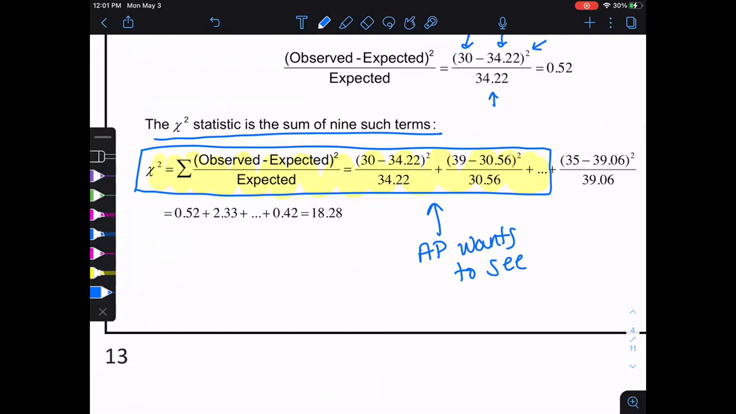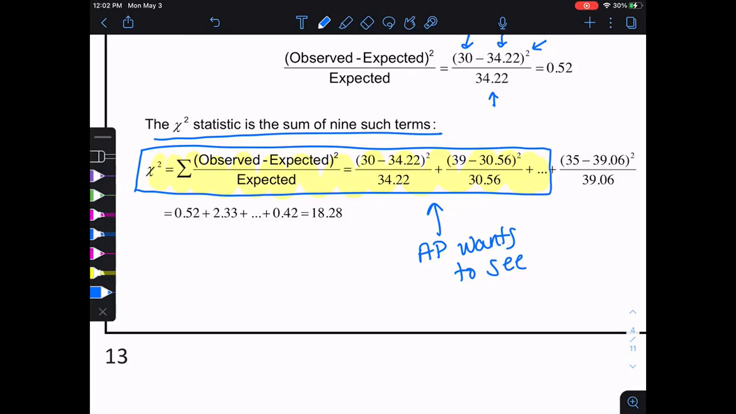Kind of like when we were doing all of our other tests from chapters 7 through 10, you'd have to check, is it normal? And you would do that if it was a proportion by doing n times p has to be greater than or equal to 10. Well, in a chi-squared test, making sure that our data is large enough, our expected counts have to be larger than 5.